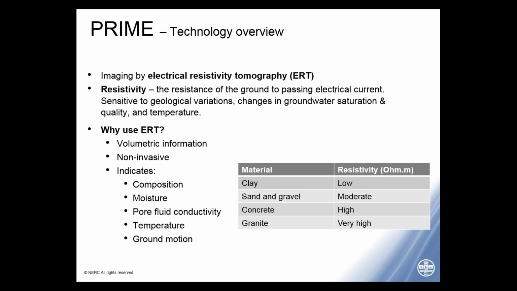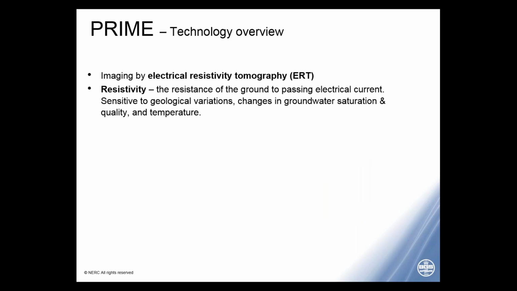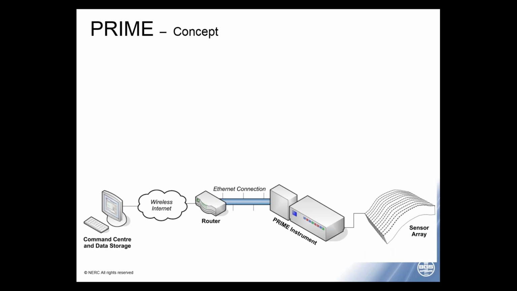Resistivity itself is sensitive to compositional variation, so we can use it to distinguish between, for example, clay, sands and gravels, and man-made materials to reveal the structure of the subsurface. Crucially, for these purposes, it's very sensitive to moisture content changes. As we increase the moisture content within a soil or a rock, the resistivity decreases as it's easier to pass an electrical current through a wet material. So it's used to monitor moisture content changes.